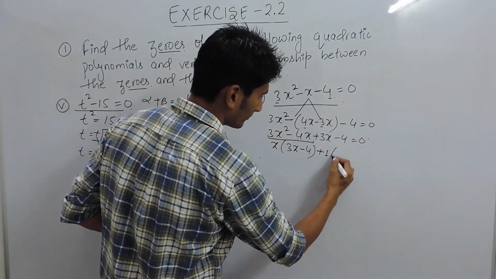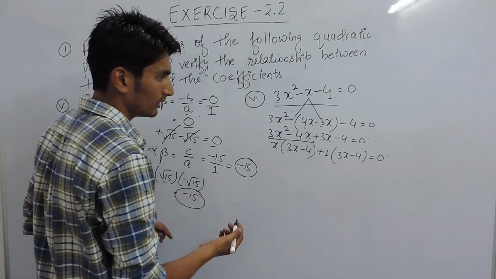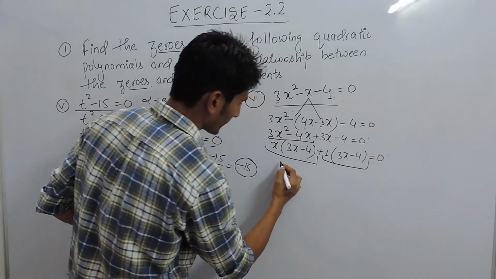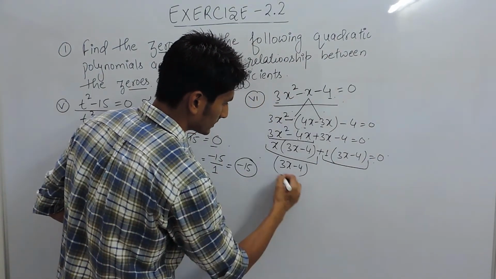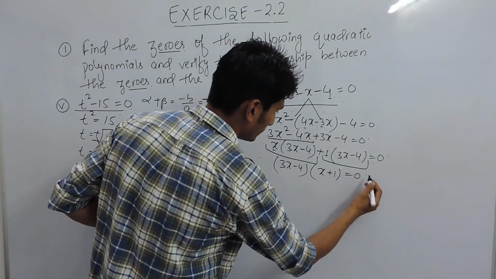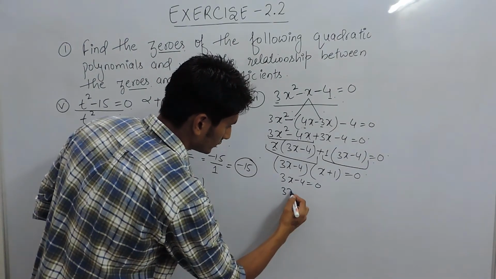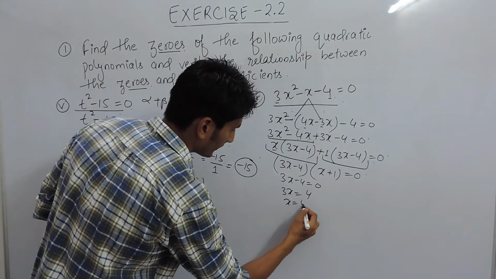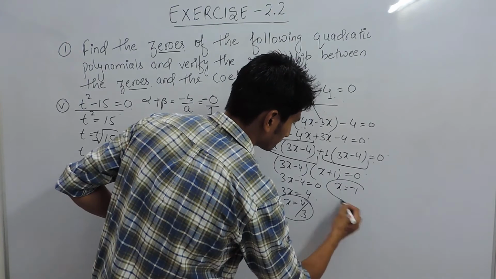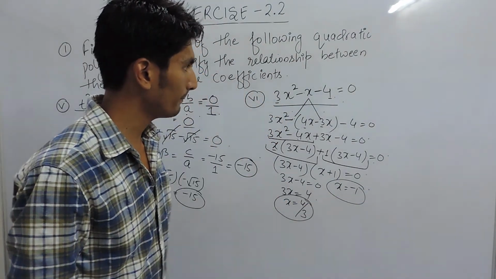After that you have to take 1 as common. So 3x minus 4 will remain inside the bracket. From these two terms 3x minus 4 is taken common and only x plus 1 will remain inside the bracket. So obviously 3x minus 4 will be equal to 0, 3x will be 4, and the value of x will be 4 upon 3. In the other case, the value of the root will be minus 1.